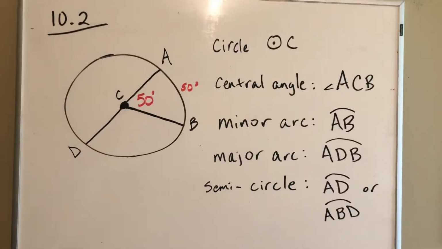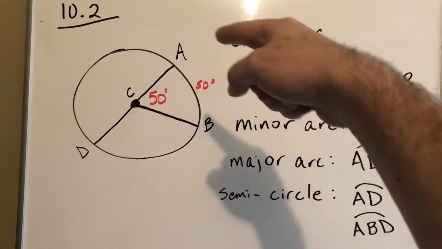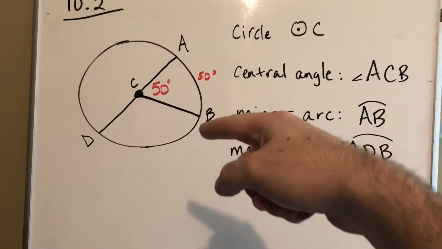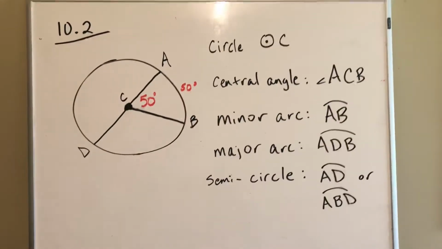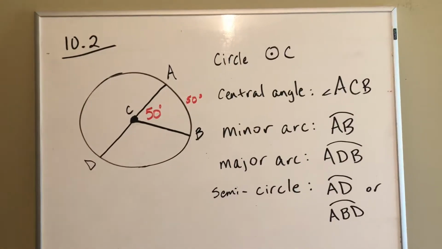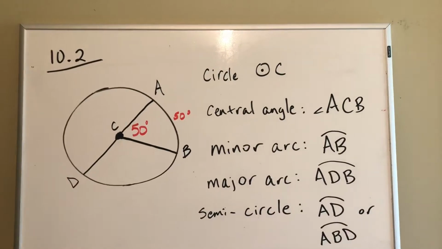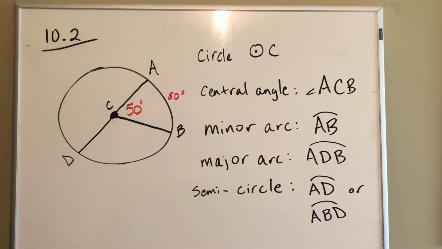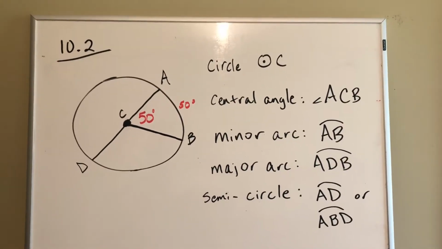I've called this major arc ADB. So I have to start at point A, I have to pass through D on my way to get to B. Let's define the measure of this major arc. Since the only remaining arc measure, if I go from point A to point D to point B, is the 50-degree minor arc, this major arc is going to be measured at 310 degrees. Just subtract 50 degrees from the full measure of the circle, 360 degrees.